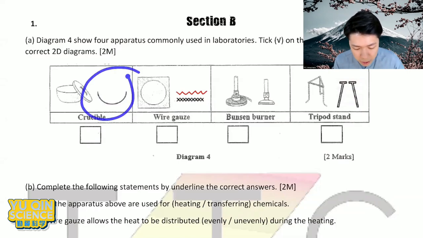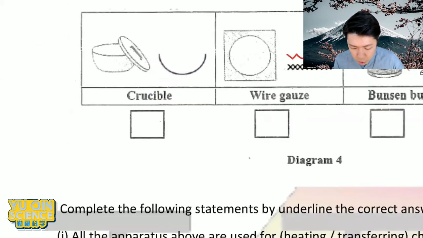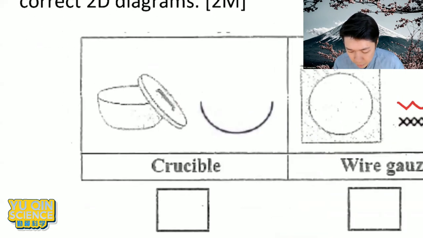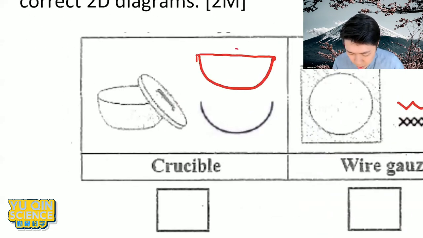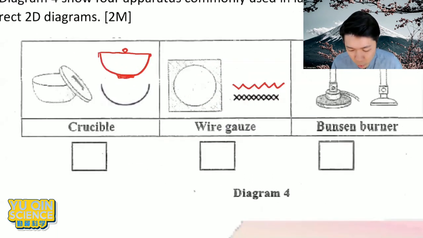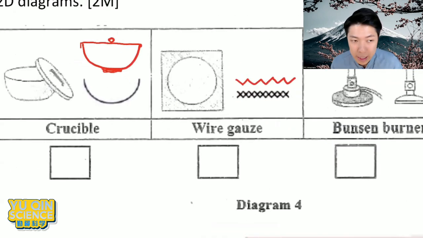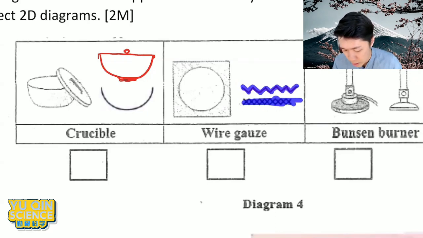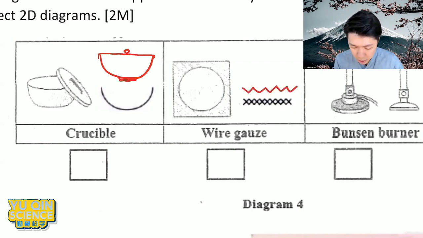Now, the crucible 2D diagram doesn't look like that. The crucible 2D diagram looks almost the same, but with a cover. There is a lid. So this is not correct, this is wrong. And the correction that I want to do is the wire gauze. I accidentally placed the correct answer into it. This is supposed to be a wrong answer. This is supposed to be drawn like that one. It's not this one. So I'm just going to erase that away.